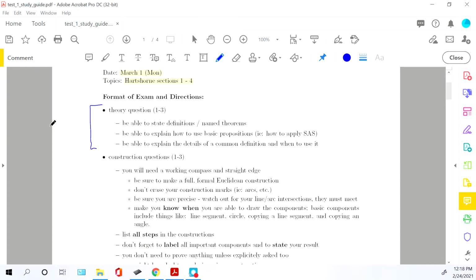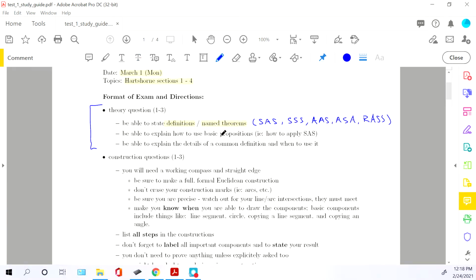Okay, so notice for all of these guys here, it's talking about definitions. When I say named theorems, these are referring to guys like side, angle, side. So our triangle congruence theorems: side, side, side; angle, side, angle; angle, angle, side; and right angle, side, side. And those are the big named theorems that we have, okay?